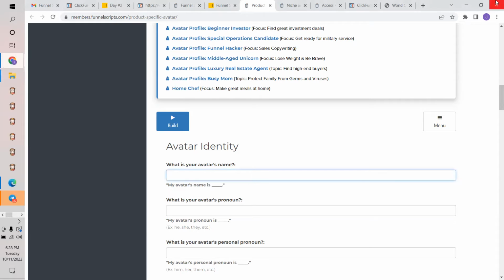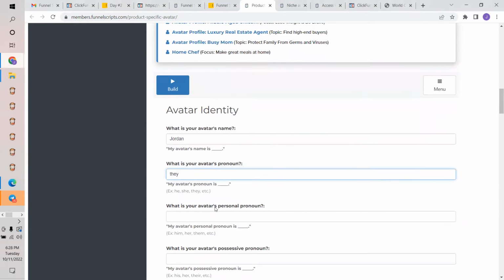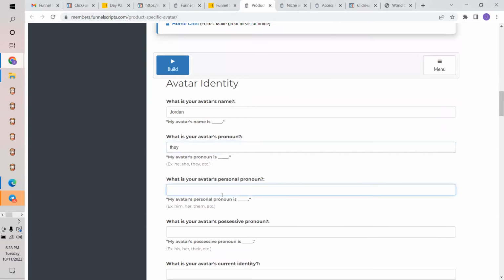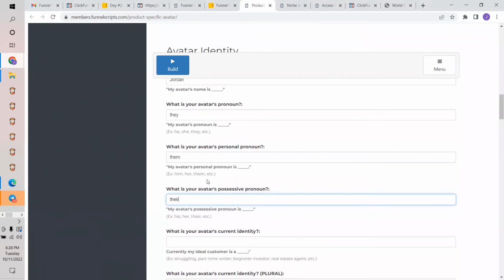So what's our avatar's name? Well, I thought about it. We're going to call it Jordan. The reason is because Jordan could be a girl, Jordan could be a boy. I know Jordans who are boys and I know Jordans who are girls. So it's very much a thing. So again, we're going to do Jordan, they, them. My avatar's possessive pronoun is their, because Jordan is a boy or a girl name.